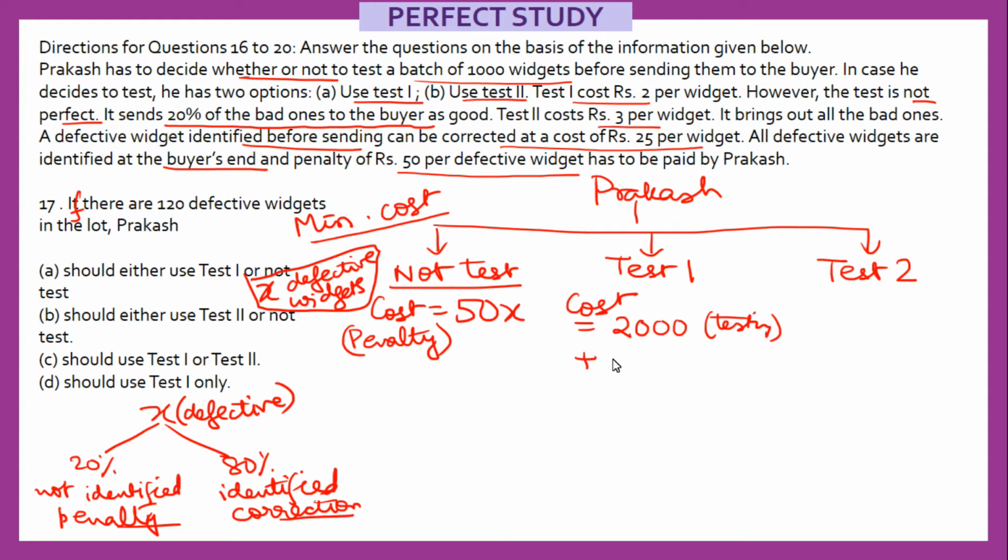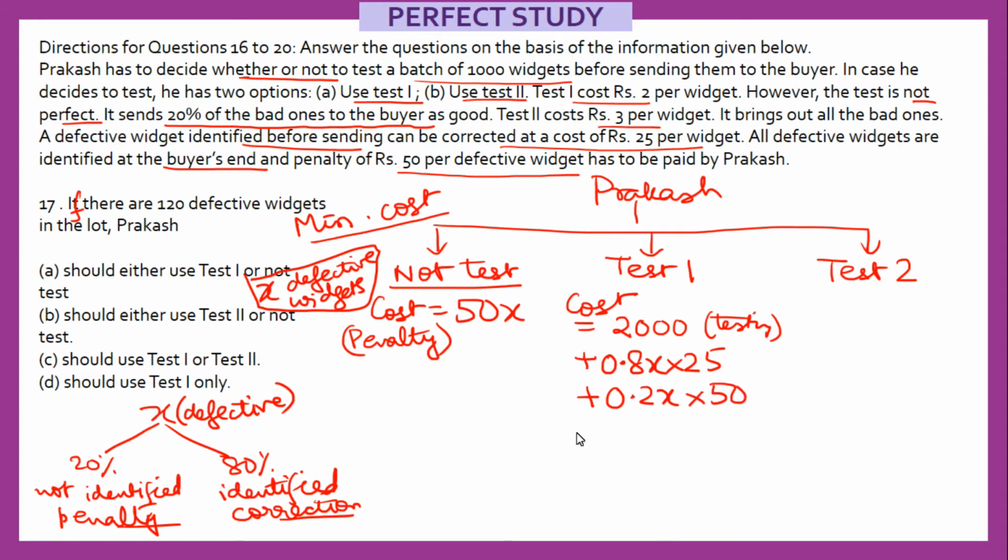That means on the 80% which are identified, that is 0.8x, on this 0.8x I have to do what? I have to do a correction. And what is my correction cost? It is 25 rupees per widget. So 25 rupees has to be paid for those ones which are identified. Then on this remaining 20% of x which are not identified but defective, I have to pay 50 rupees.